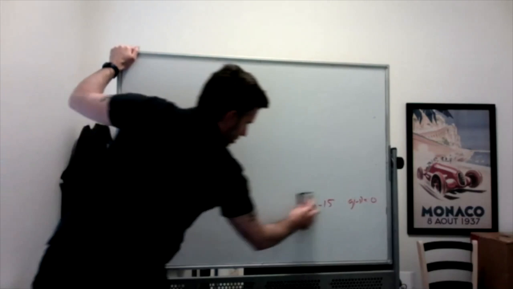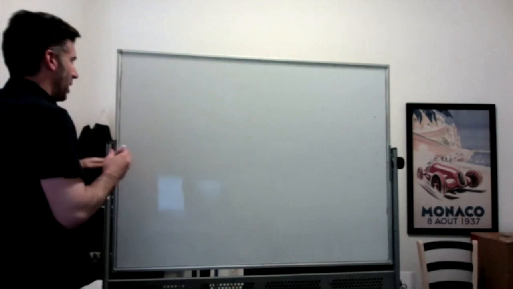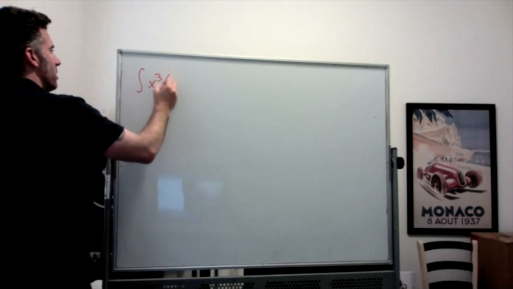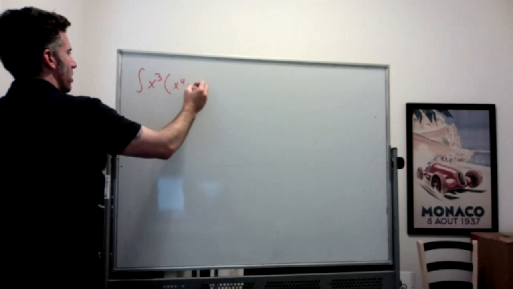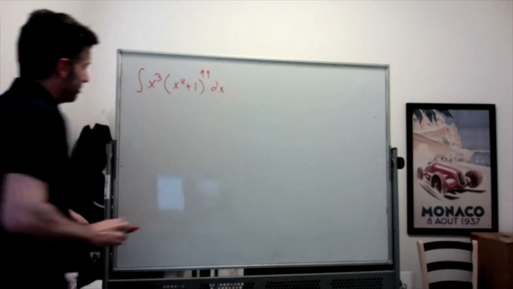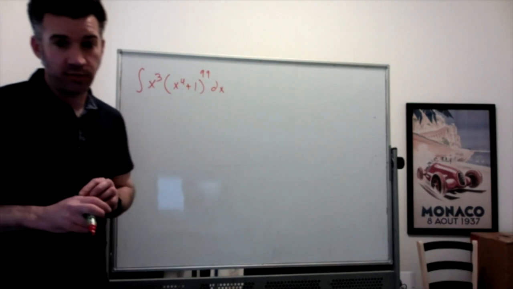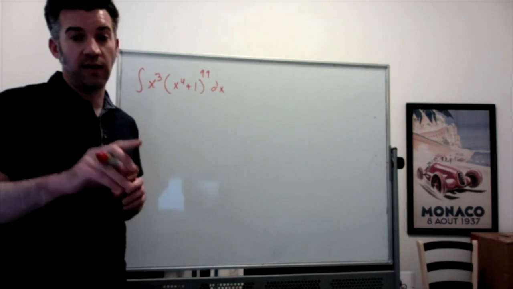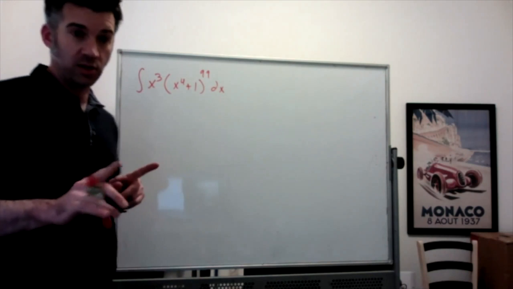For example, I want to find the integral of, I don't know, let's say x cubed times (x to the 4th plus 1) to the 99th power. It is certainly technically possible. So here's the thing, Katie, if the integral was definite, it's a good question.